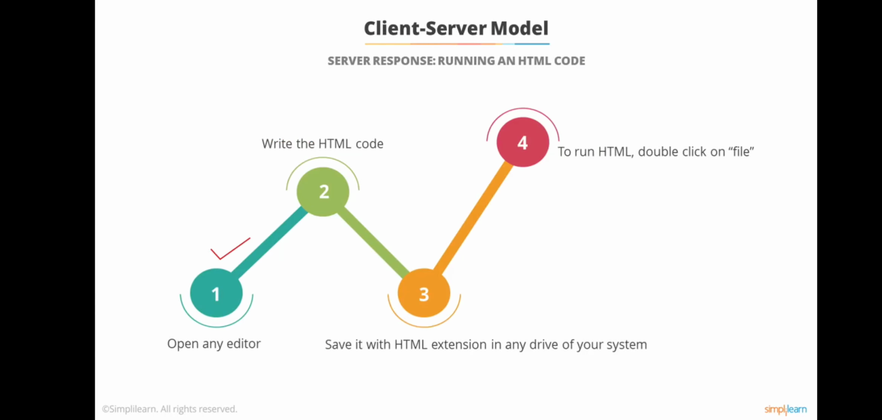So you open an editor, you write HTML code, and you save it with an extension in the drive of your system. You just double click on the file and it will open the HTML file if you just want to access it on your local system.